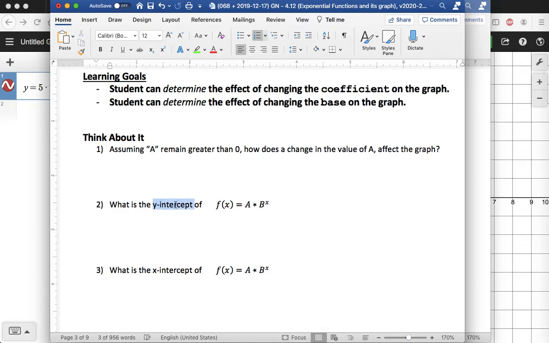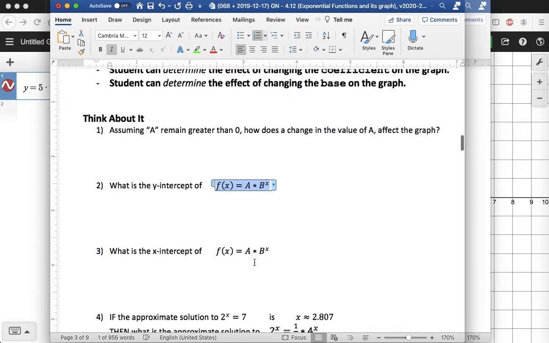What is the y-intercept for this? So where does it cross the y-axis? That's the vertical one. Where will this general formula cross the x-axis? Since we have here the general form, y equals a times b to the x, your answers will include a's and b's.